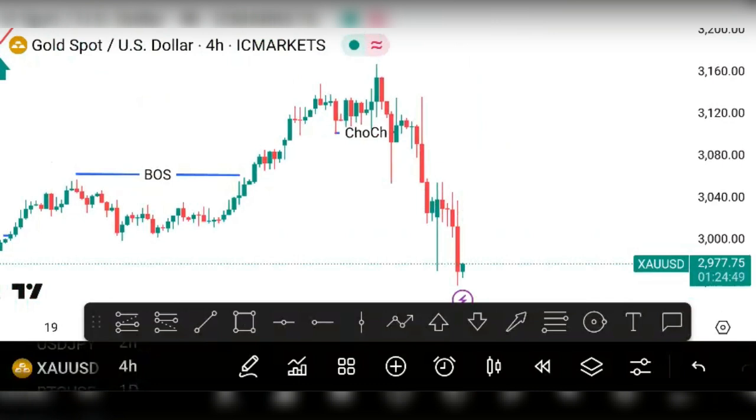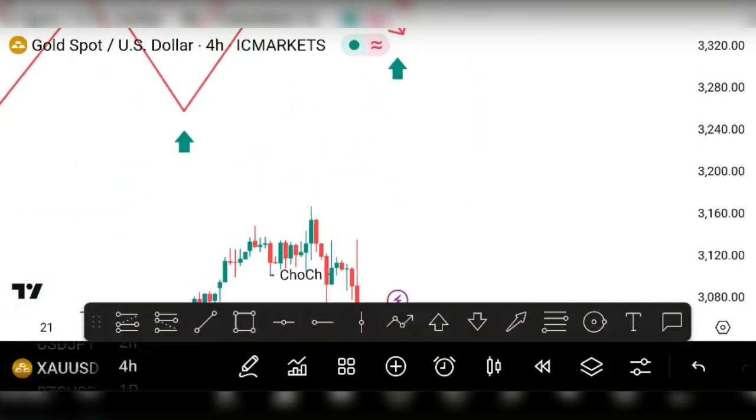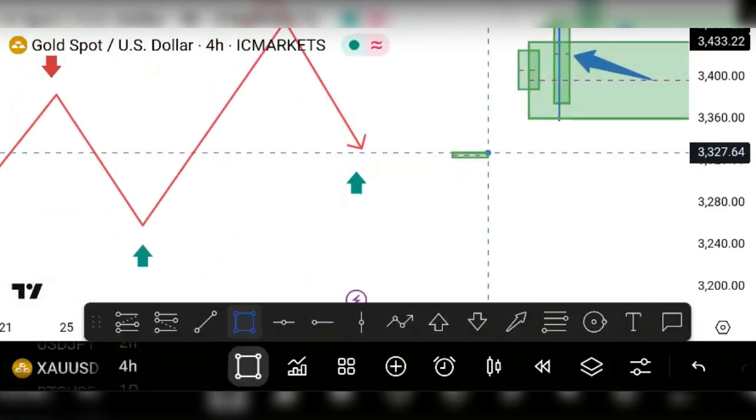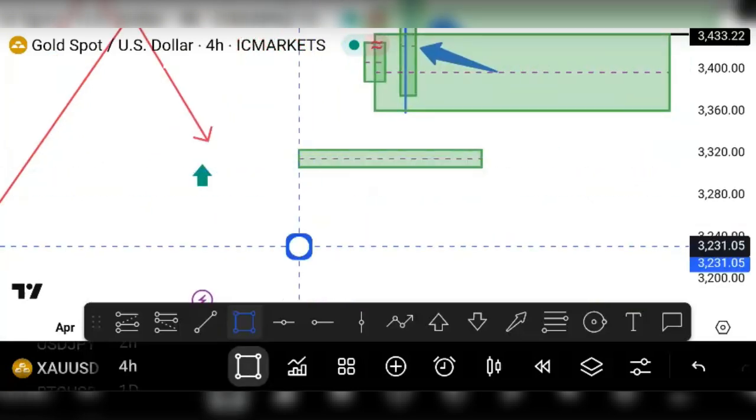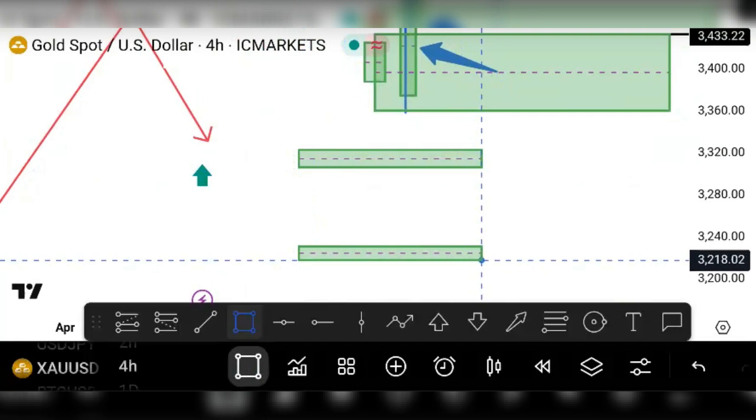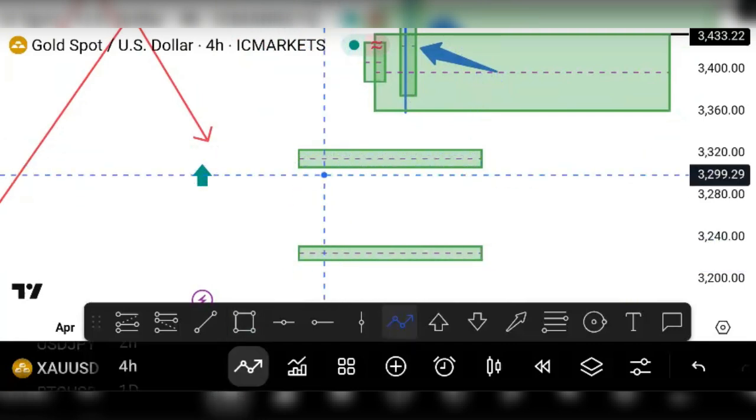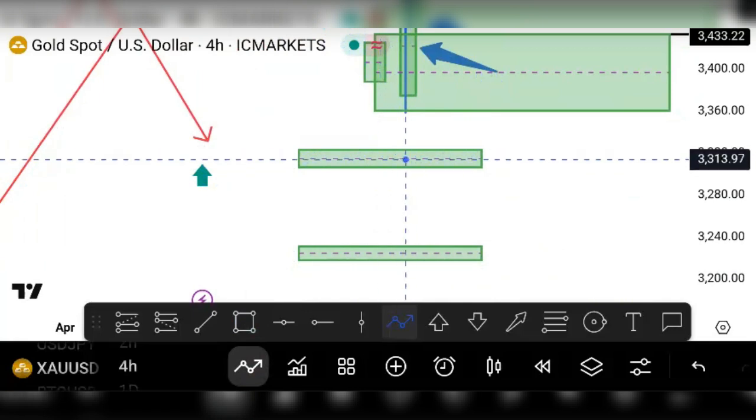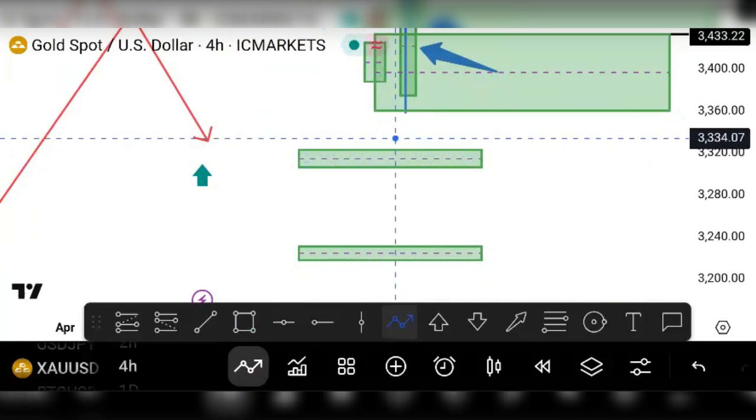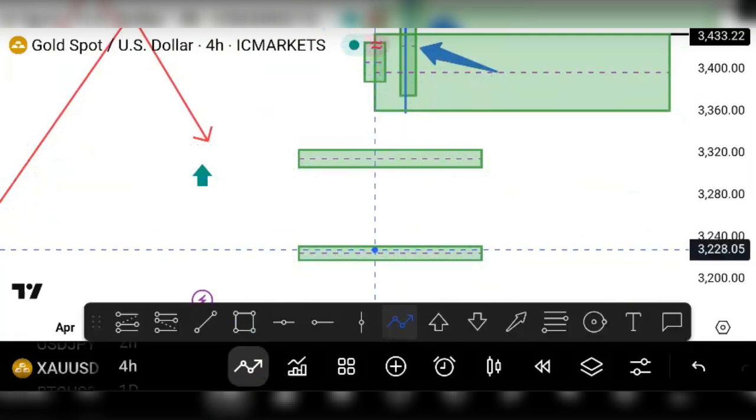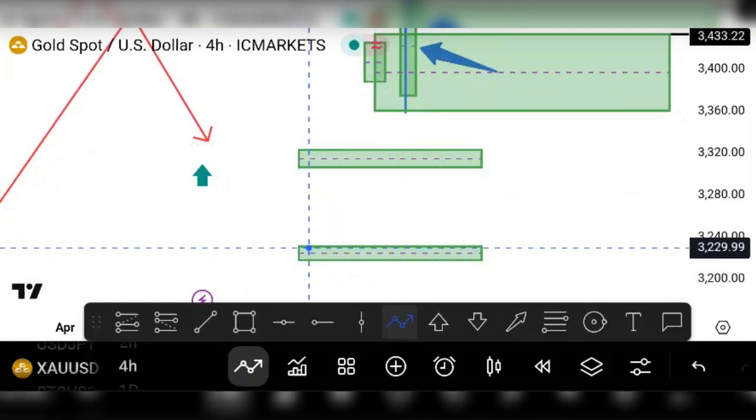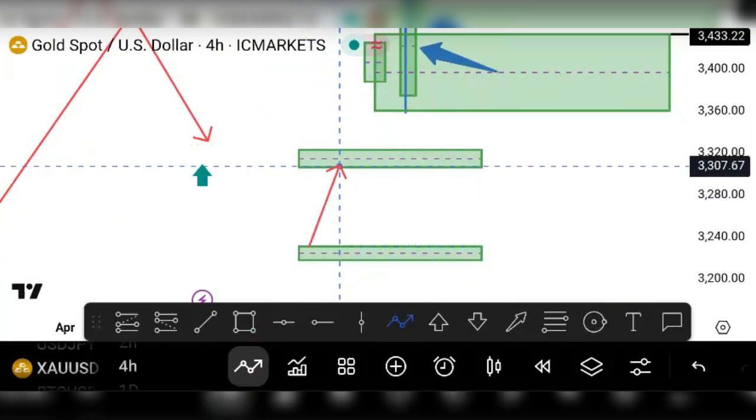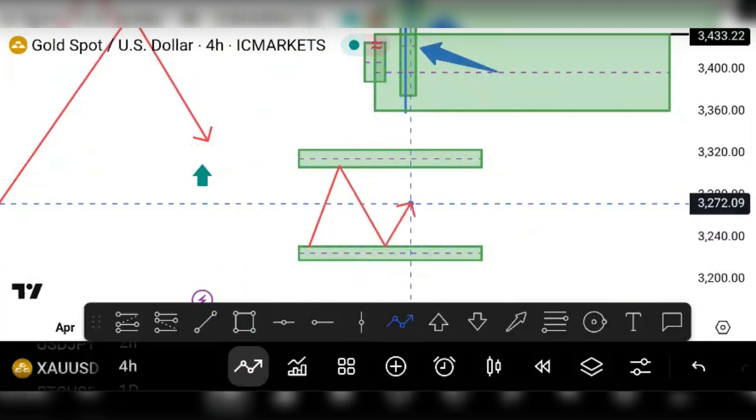A supply zone. A supply zone is just like your resistance level. A resistance level is just like a ceiling, something above. And a support level is just like your floor, supporting price. So for us to call a level a support, or a resistance level, or supply zone, or demand zone, price has to reject at that level at least 2 times. 1, 2.